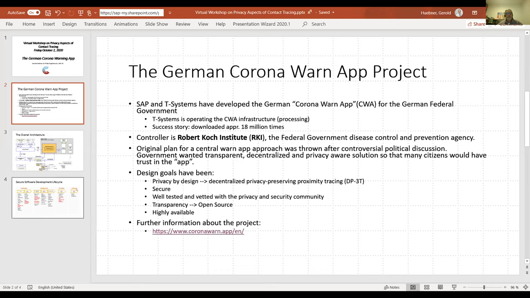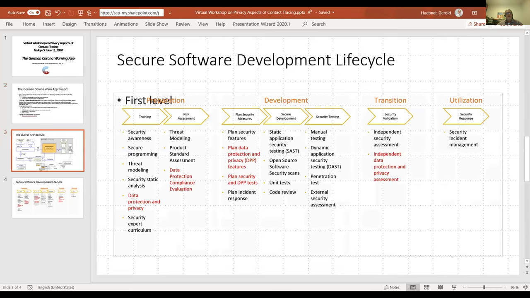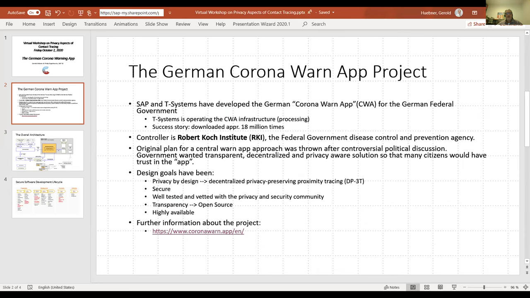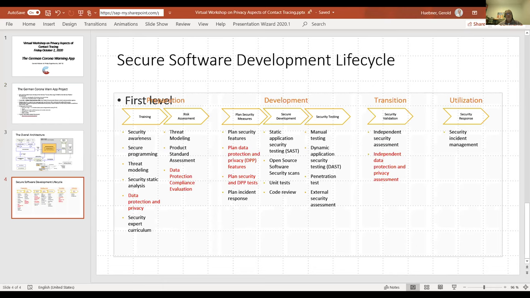But what I wanted to do together with Philip is give you a hint about, well, you've seen the design goals here: privacy by design and a decentralized privacy preserving proximity tracing approach. But how do you actually do that in a development process? The very important thing that really helped us to enable these goals in the project was threat modeling, and it proved to be very helpful to very thoroughly go through a secure development life cycle.